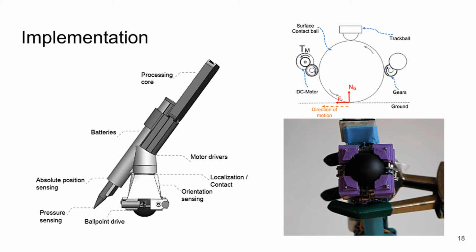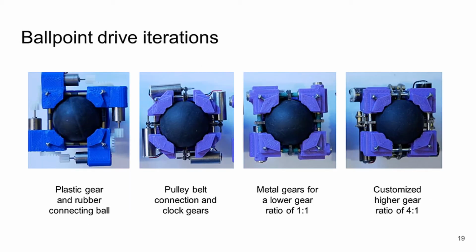roll, pitch, and yaw. And a key driving mechanism was a ballpoint drive, a rolling ball driven by 4 DC motors that provides active and passive constraint during the drawing. We have done several iterations on the ballpoint drive to meet our needs.